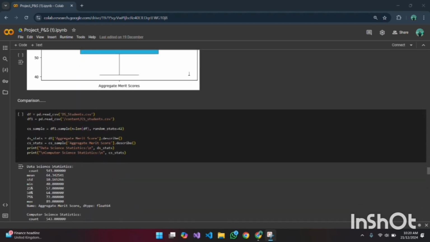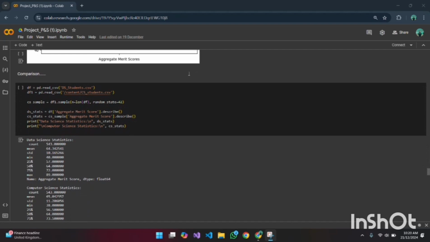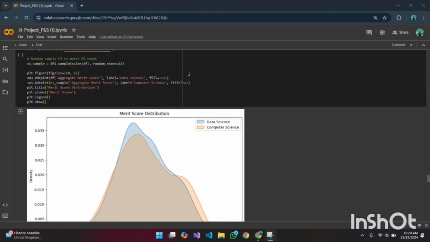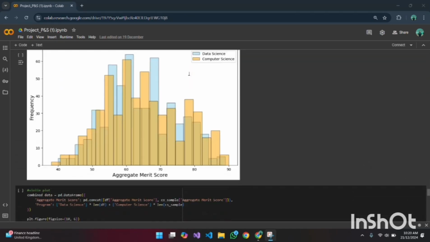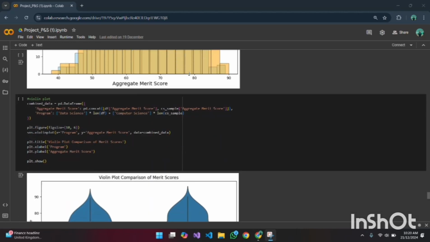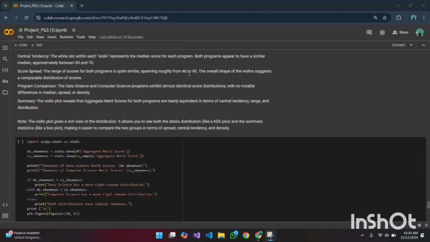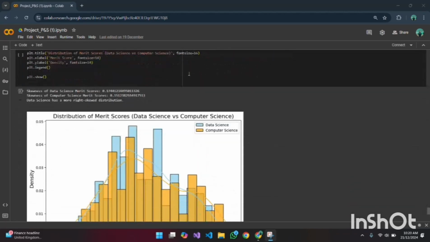For comparison, first of all, we used the pandas function pd.describe to compare both groups. Then we plotted a density plot graph. Afterward, we performed a t-test. Then a histogram for comparing their merit scores. Afterward, we plotted a violin plot. And in the last, we plotted a histogram for comparing their distribution.